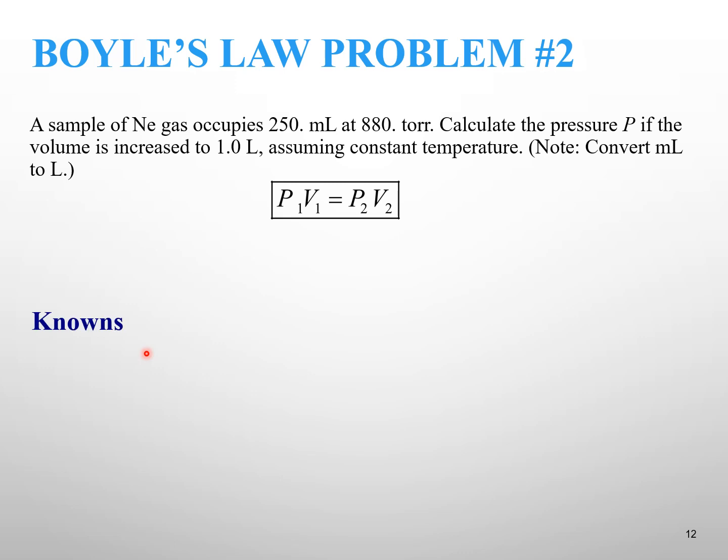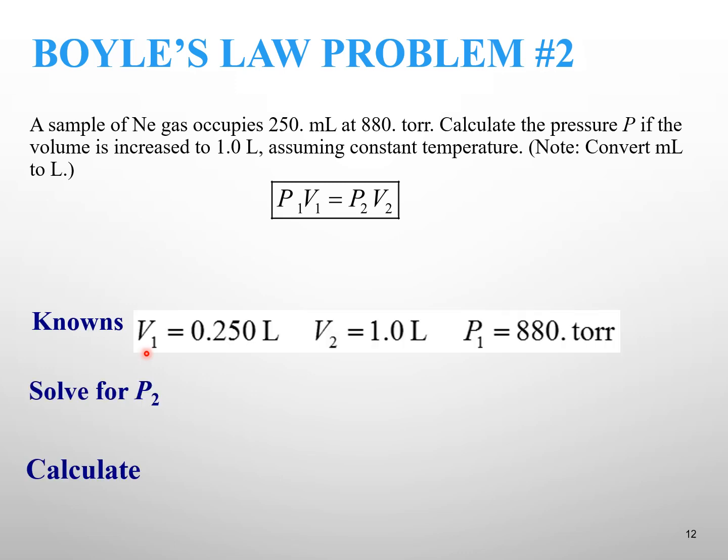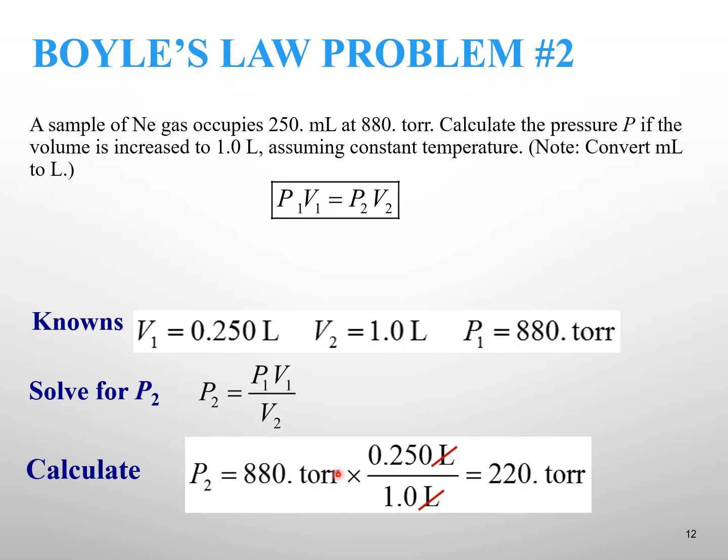Okay? So we know volume 1, we know volume 2, and we know the first pressure. We're looking for the second pressure. So we rearrange it. That means P2 is pressure 1, 880 torr, times volume 1, divided by volume 2. And you get your answer: 220 torr.